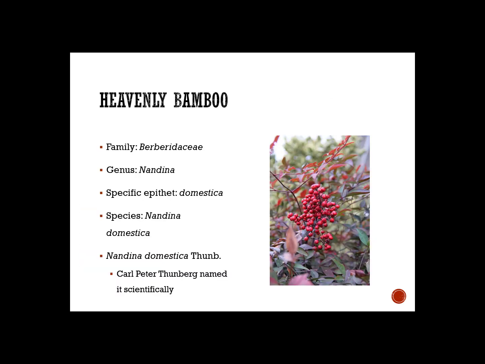So here we have heavenly bamboo. The family is Berberidaceae, or the barberry family. The genus is Nandina. The specific epithet is domestica. The species is Nandina domestica. And Carl Peter Thunberg named it scientifically, so here's an abbreviation after Nandina domestica indicating he named it.